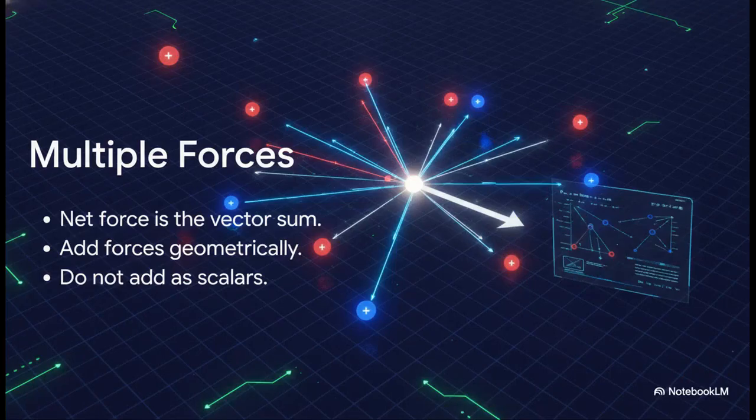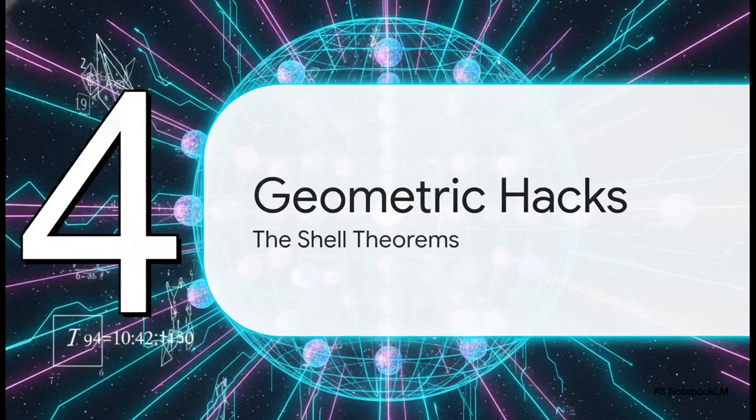But what happens when you're dealing with a chaotic system of, say, millions of particles? The universe keeps track using the principle of superposition. It calculates the net force on a single particle by geometrically adding the vectors of every single push and pull in three-dimensional space. You absolutely cannot just tally up their raw scalar numbers. It's a giant geometric math problem. So how does the universe handle that without lagging?